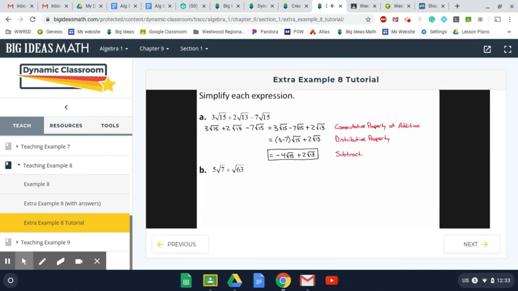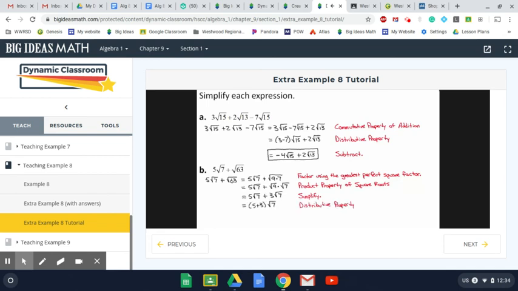Part B, 5 times the square root of 7 plus the square root of 63. First factor using the greatest perfect square factor. Notice that the greatest perfect square factor of 63 is 9. So 5 times the square root of 7 plus the square root of 63 equals 5 times the square root of 7 plus the square root of the quantity 9 times 7. Then use the product property of square roots to rewrite the expression as 5 times the square root of 7 plus the square root of 9 times the square root of 7. Because the square root of 9 equals 3, the expression simplifies to 5 times the square root of 7 plus 3 times the square root of 7. Next, use the distributive property to write the expression as the quantity 5 plus 3 times the square root of 7. Because 5 plus 3 equals 8, the expression simplifies to 8 times the square root of 7.